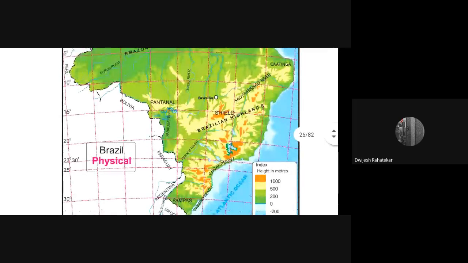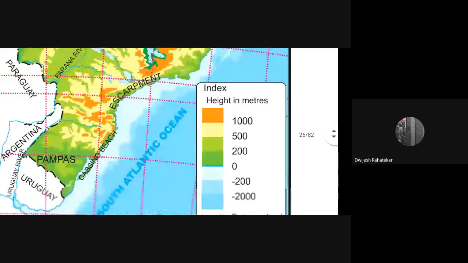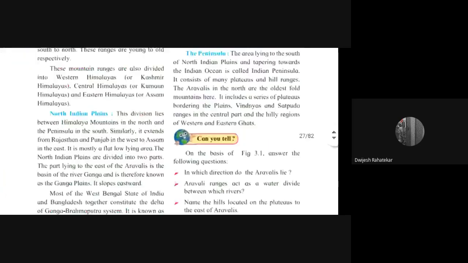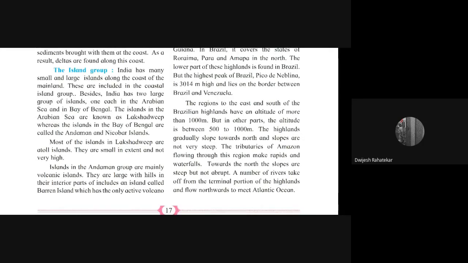Okay, Brazilian highland. See, all that is present in the orange color has height of more than 1000 meters, and all the parts that are present in the yellow color have height between 500 to 1000 meters. So this is the east part of Brazil, this is the south part of Brazil. The regions to the east and south of the Brazilian highlands have an altitude of more than 1000 meters, but in the other parts the altitude is between 500 to 1000 meters.